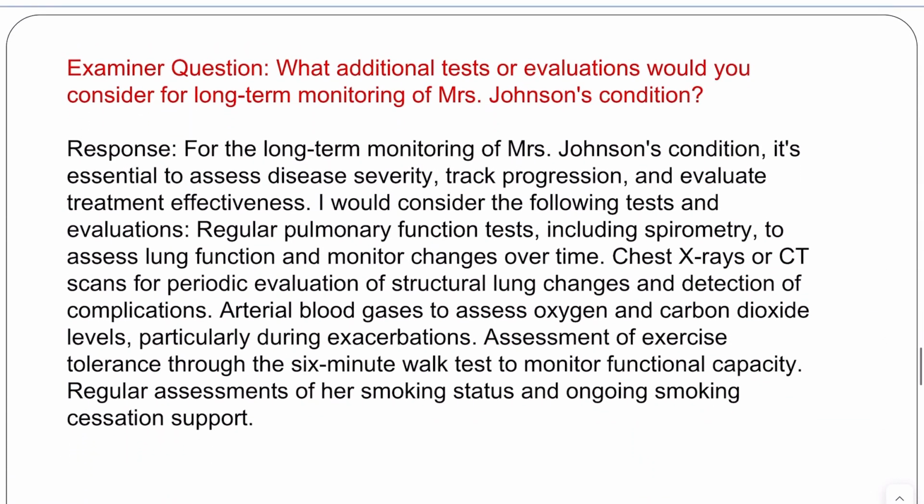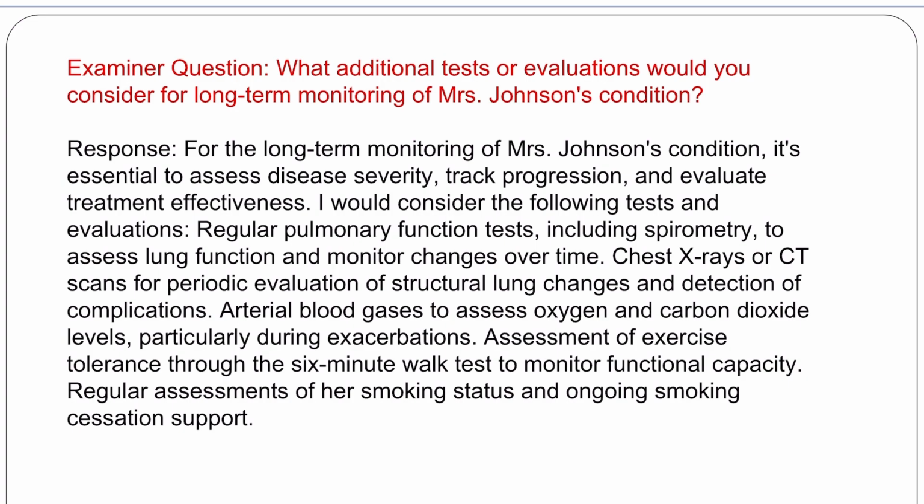What other questions can the examiner ask? What additional tests or evaluations would you consider for long-term monitoring of Mrs. Johnson's condition? So if the examiner didn't interrupt you, they already know that you know about the investigations. If they interrupt you during the history, they may ask you separately also.